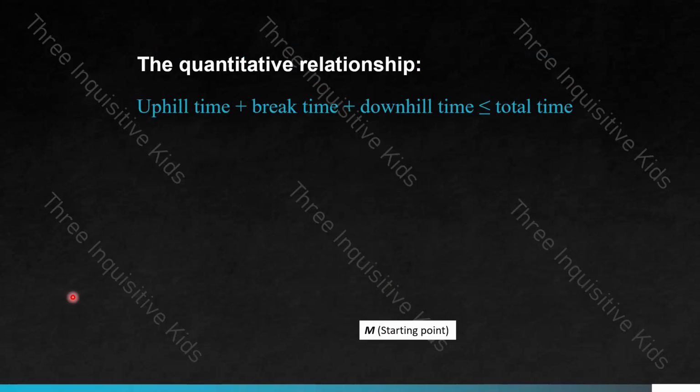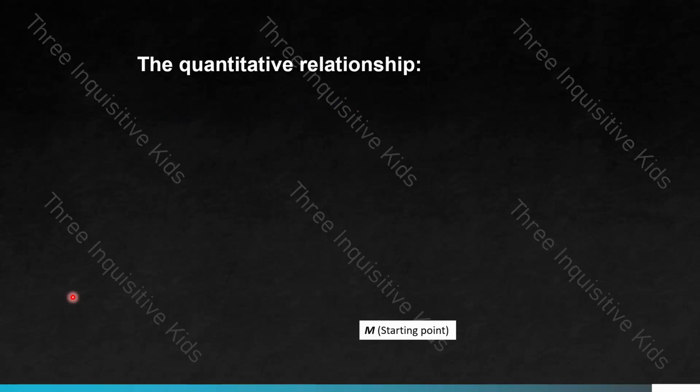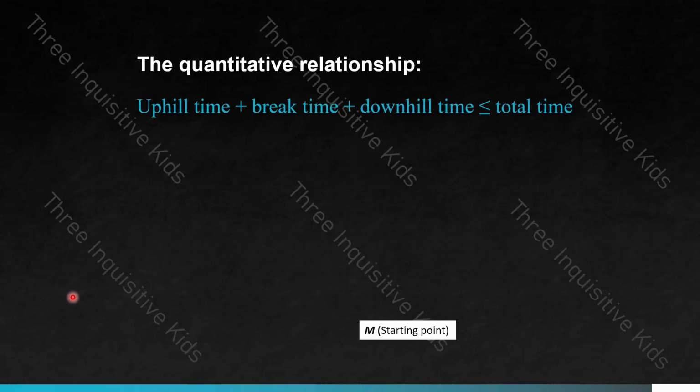Our quantitative relationship is here. The time that we take to go uphill plus the time we take for 2 hours on the top of the summit and the time we take to go downhill has to be less than or equal to the total time limit. And this total time is the time we have from 7 a.m. to 4 p.m.